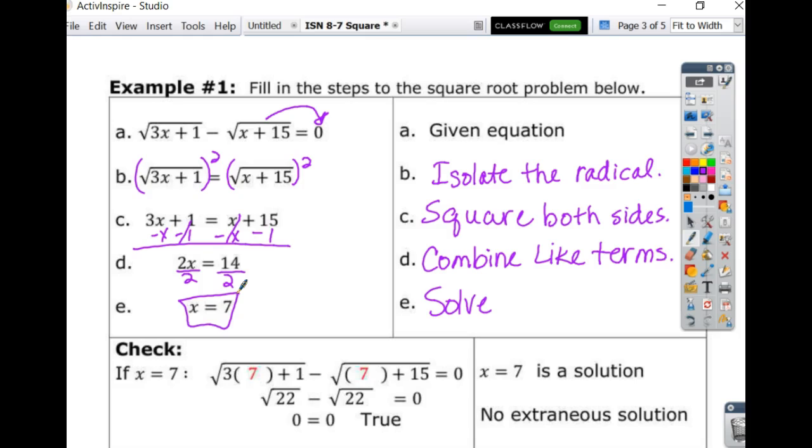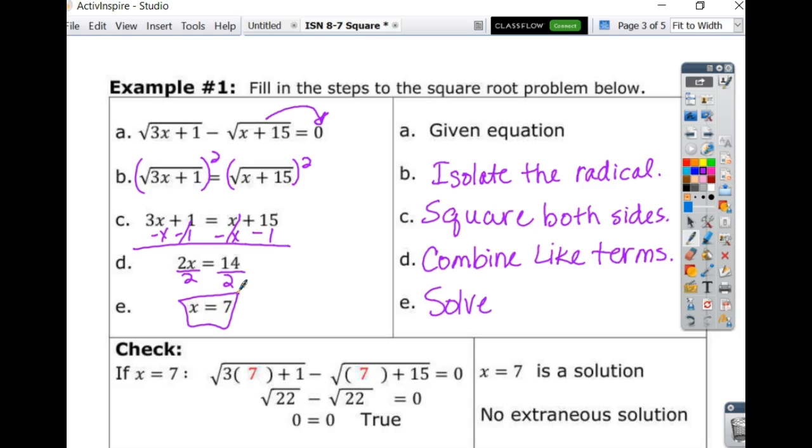Easy peasy. The only thing with square root equations, though, you have to check and see if your answer is correct or not. And the reason you have to do that, Mason, it's not on your phone, but it's up here. You're not on your calculator. You knew what 14 divided by 2 was.